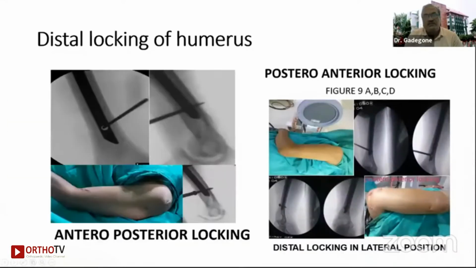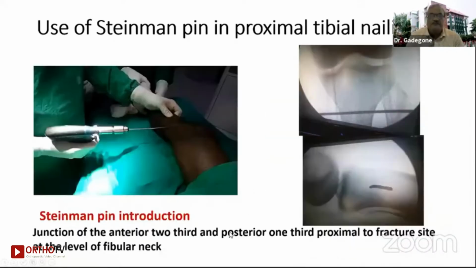So distal locking of the humerus, it is very difficult to do a locking with the drill bits. I use mostly the 3 mm Steinmann pin. This is for anterior-posterior locking. This is for posterolateral, posterior-anterior locking of the humerus. I usually do nowadays posterior-anterior locking for humerus nailing.